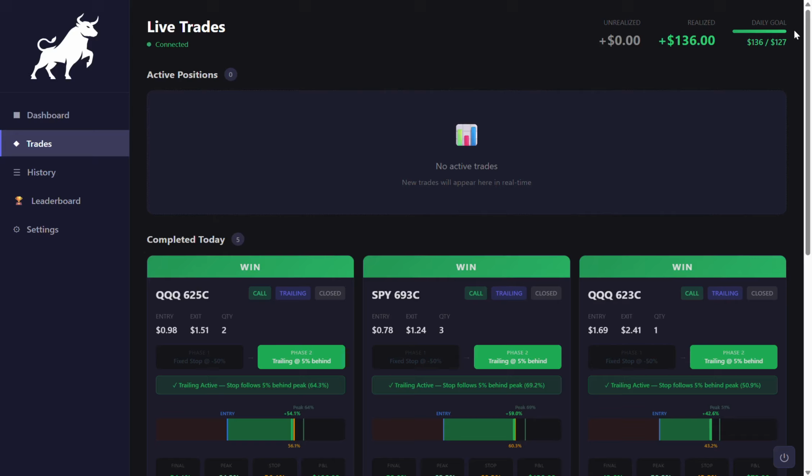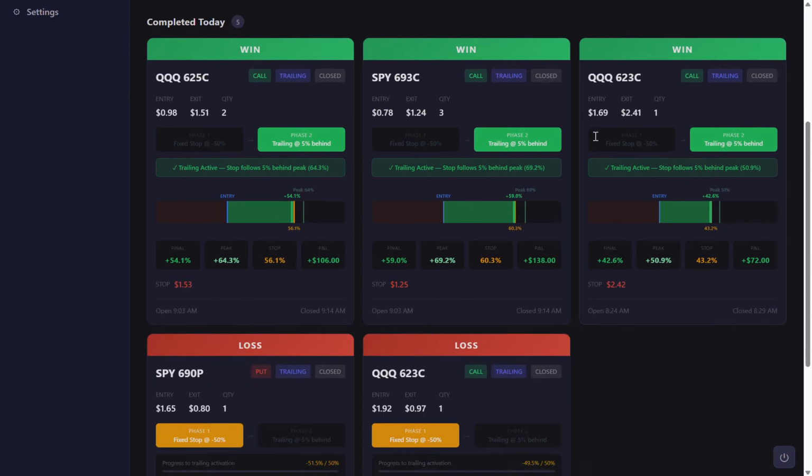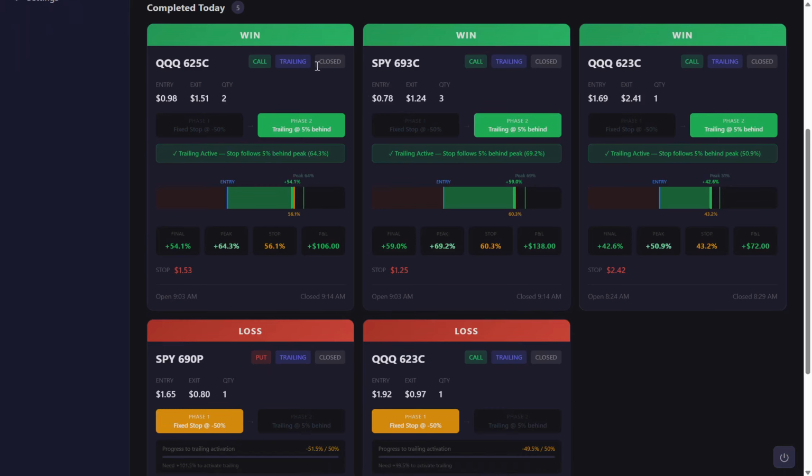If you have a kill switch set, that's what your daily goal is going to be, and that's going to be a progress bar up to that. So for today, it was set at 127. We made 136, so the automation stopped because we had reached our goal. And then these are the trades that were completed today.